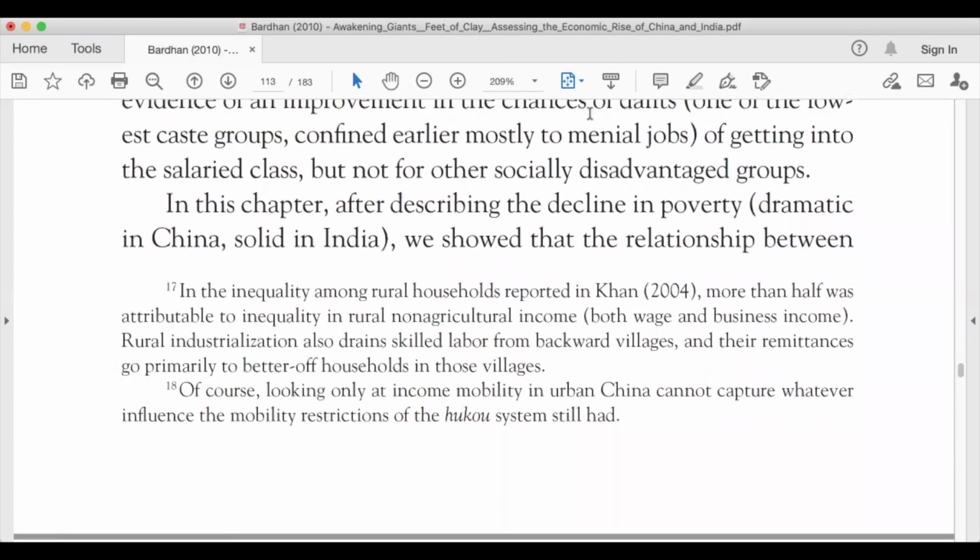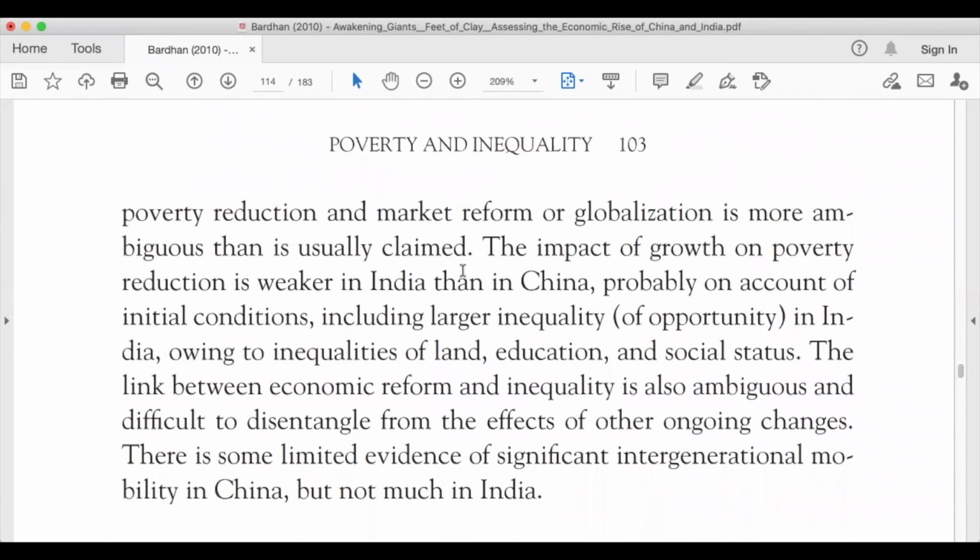How does he end this chapter? He says, in this chapter, after describing the decline in poverty, dramatic in China, solid in India, we show that the relationship between poverty reduction and market reform or globalization is more ambiguous than is usually claimed. The impact of growth on poverty reduction is weaker in India than in China, probably on account of initial conditions, including larger inequality of opportunity in India, owing to inequalities of land, education, and social status. The link between economic reform and inequality is also ambiguous and difficult to disentangle from the effects of other ongoing changes. There is some limited evidence of significant intergenerational mobility in China, but not much in India.